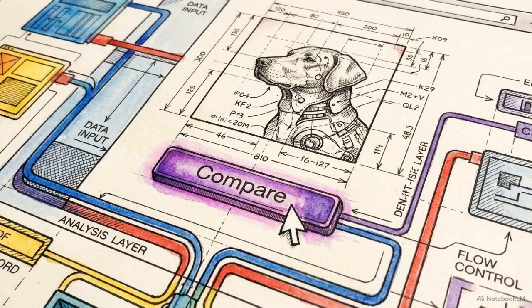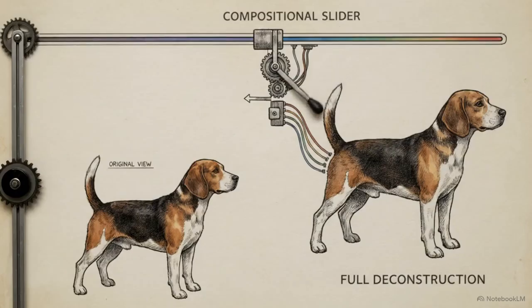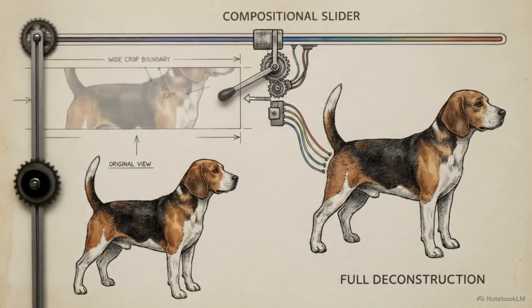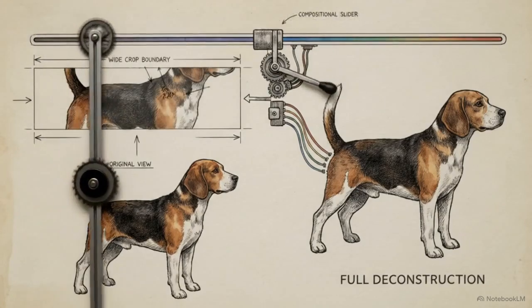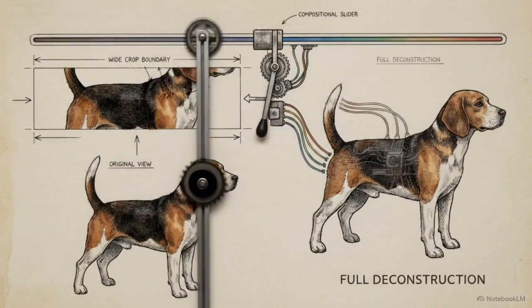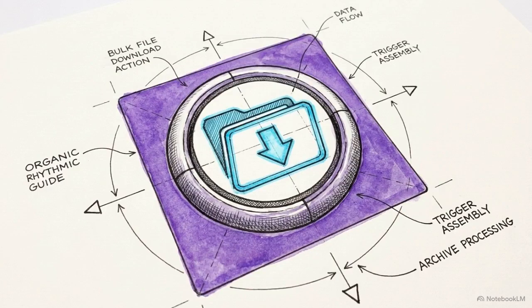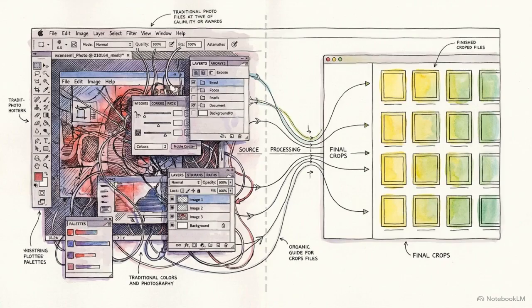Clicking into any result opens a before and after slider. Dragging it back and forth proves the subject is still firmly anchored in the visual hierarchy, regardless of how aggressively the image was resized. One click downloads a single zip archive containing every variation. A repetitive, multi-hour workflow of manual adjustments collapses into a localized, automated action that finishes in seconds.